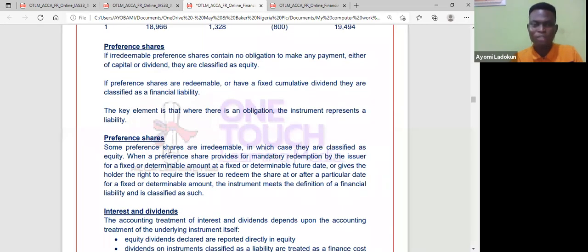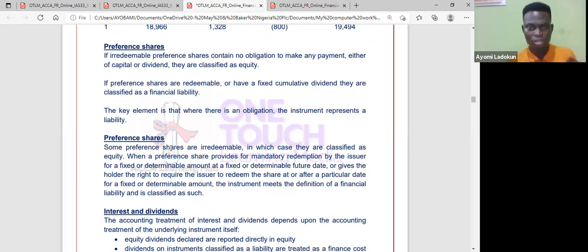Now let's take a look at preference shares. Now, if I have preference shares, that's preferred shareholders. You also pay interest on preference shares. You only pay dividend for shareholders. Is that okay? Preferred shareholders. But if I have irredeemable preference shares, that means my irredeemable preference shares contain an obligation to make payments.